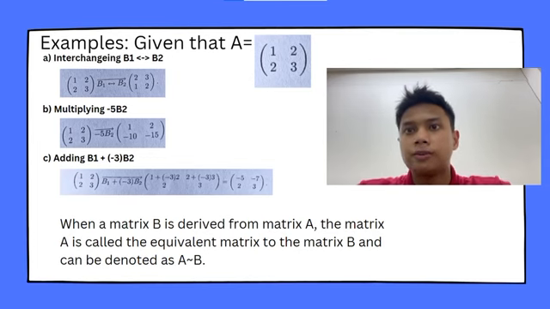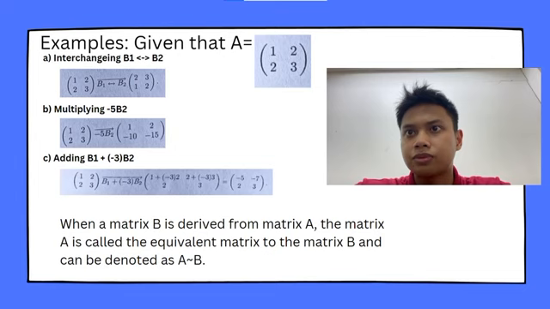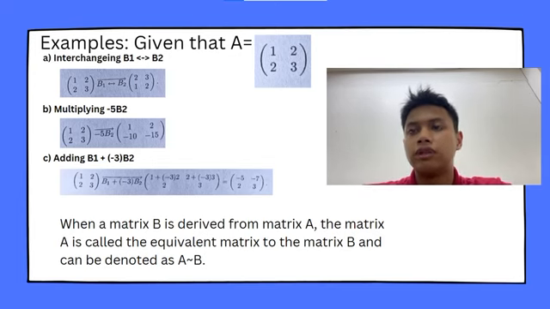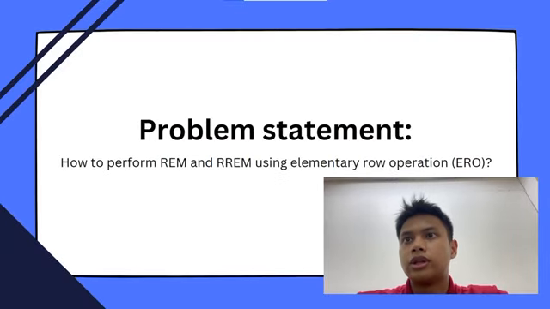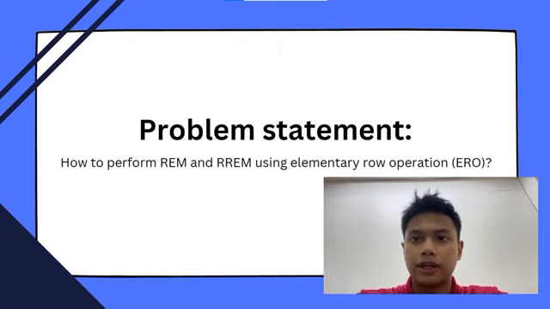Note that when a matrix B is derived from a matrix A, A is called the equivalent matrix to B, and it can be noted with that symbol, A equivalent to B. Here is the problem statement: how to perform REM and RREM using elementary row operations. My next member will explain it to you. That's all for me.